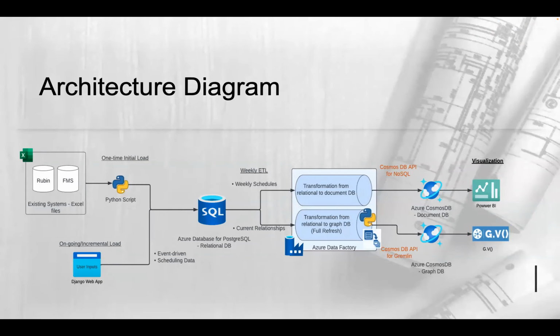This is our architecture diagram. For the historical and existing data, we got Excel files from the Seattle campus team, and we perform a one-time initial load using a Python script into our relational database, PostgreSQL. And for the ongoing and incremental load, we built a very simple Django web app, so users can input and schedule new events or classes. Those data will also be stored in our relational database.